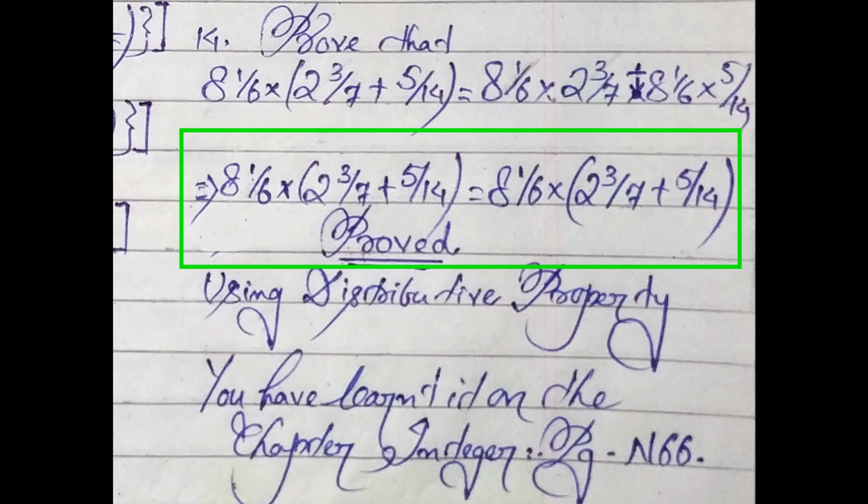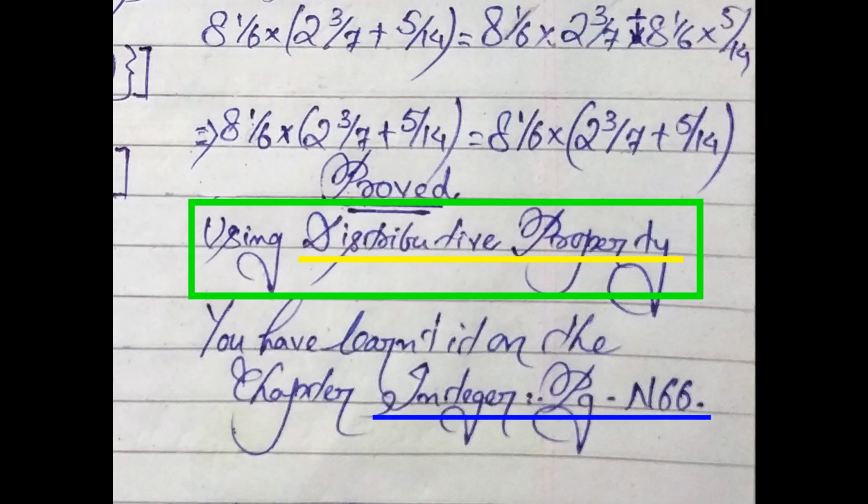8 1/6 × (2 3/7 + 5/14), and here I have taken 8 1/6 as common, and 2 3/7 plus 5/14. So this is our answer. Hence right hand side is equal to left hand side.